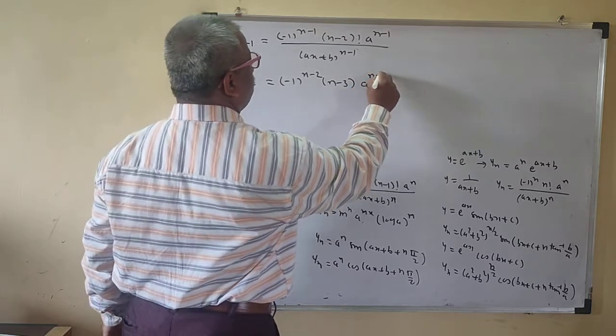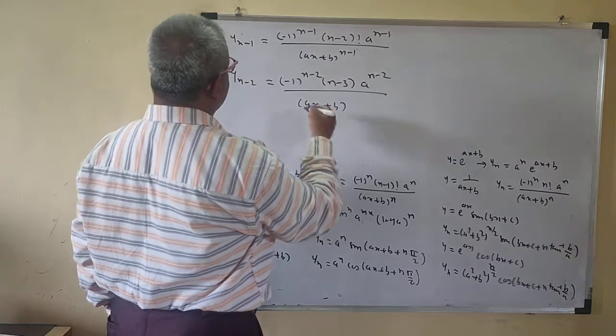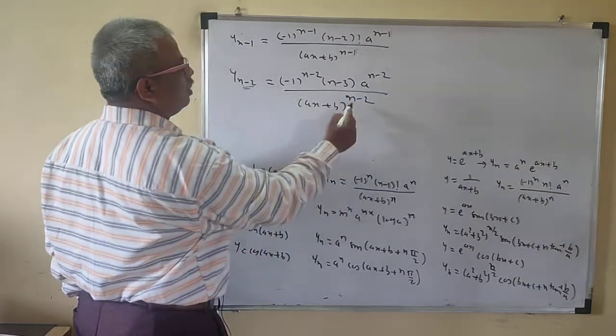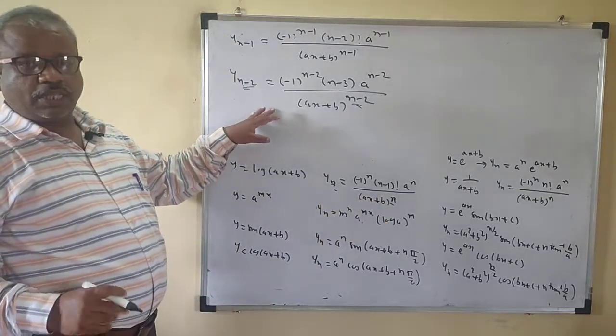A raised to n-2 upon (ax+b) raised to n-2. That means n-2, whatever this is here. Okay, remember this. In this way you can find it.